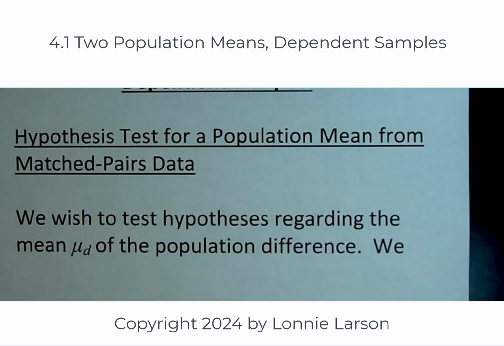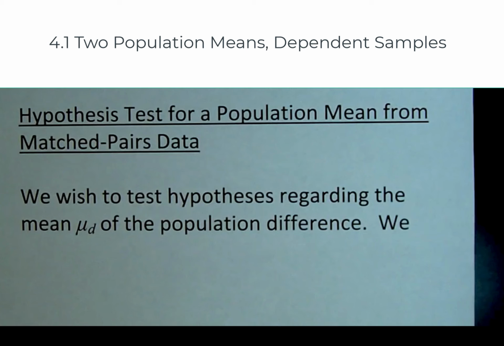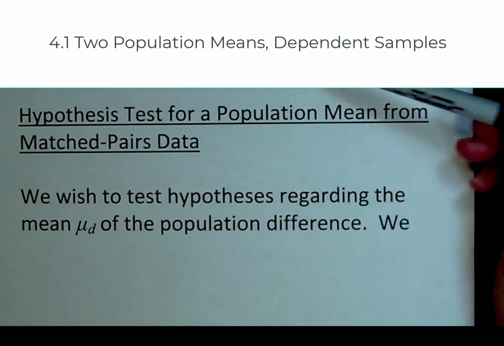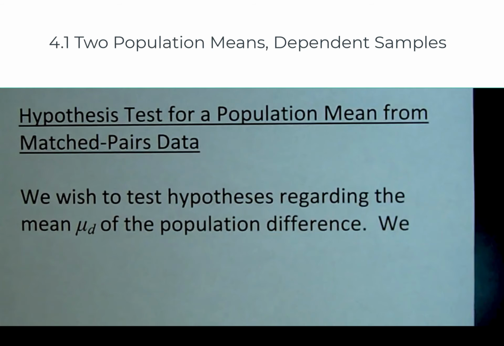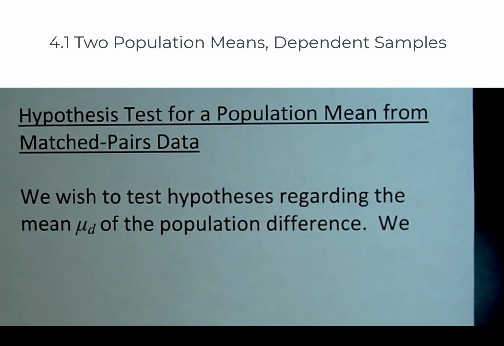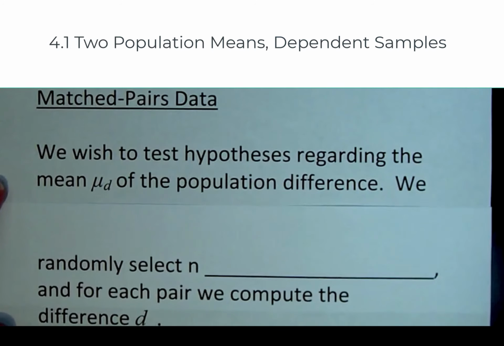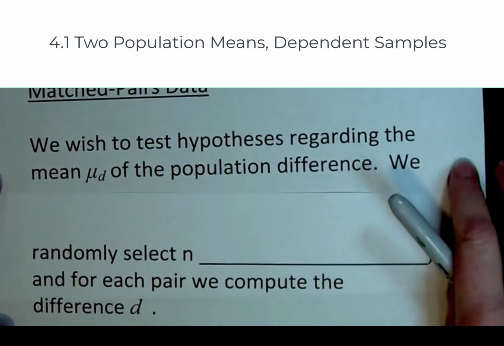Welcome back. We're going to start in this section talking about inference about two means. Now we're actually going to have to do this in two different ways depending on whether the samples are dependent or independent. So in this section we're just talking about dependent sampling. And remember, dependent samples are also called matched pairs. Now we wish to test hypotheses regarding the mean of the population difference. So in other words, the difference of the two population means.